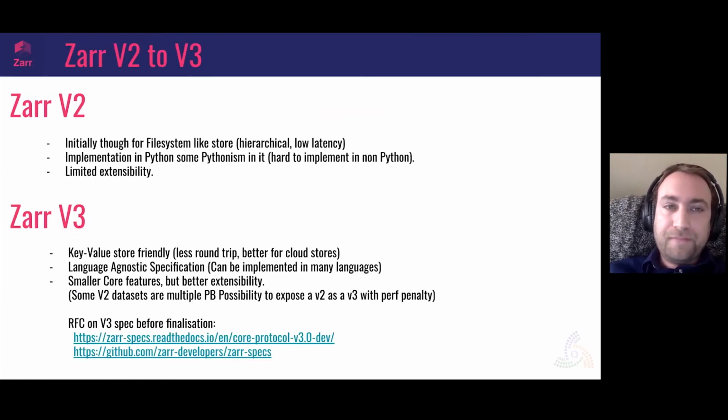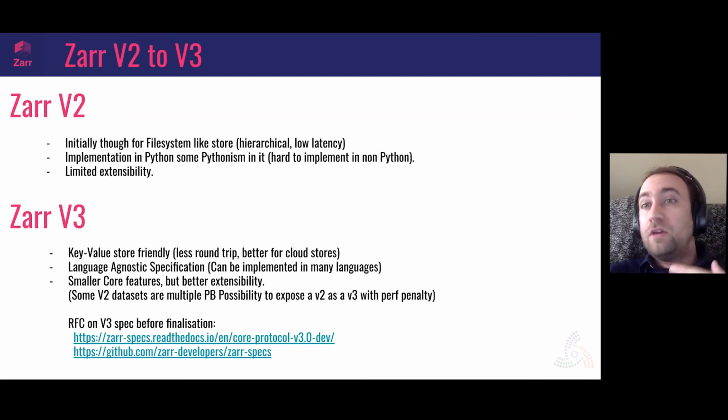And so the current version of Zarr is Zarr v2 of the spec. It was initially thought for file system-like stores, so inherently hierarchical and with a lot of assumptions that the latency when you do a round trip to the local store is relatively fast. It's been implemented in Python, so there are some Pythonisms in it. In particular, for every piece of data that you store, you give it a NumPy dtype, which sometimes makes it hard to have compatibility with other languages because you have inherently some Pythonisms in Zarr. And there was also limited extensibility, even if it covers many features that a lot of people use.